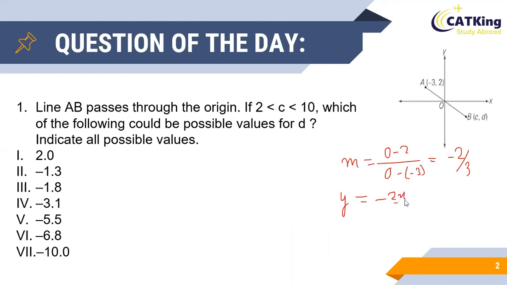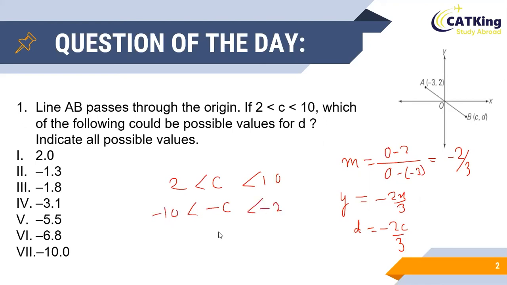Now, let us put the point B, which has coordinates (C, D), in this equation and find a relationship between D and C. So, when we put point B in this equation, we find that D is equal to minus 2C by 3. It is given to us that C lies between 2 and 10. Hence, minus C will lie between minus 10 and minus 2.